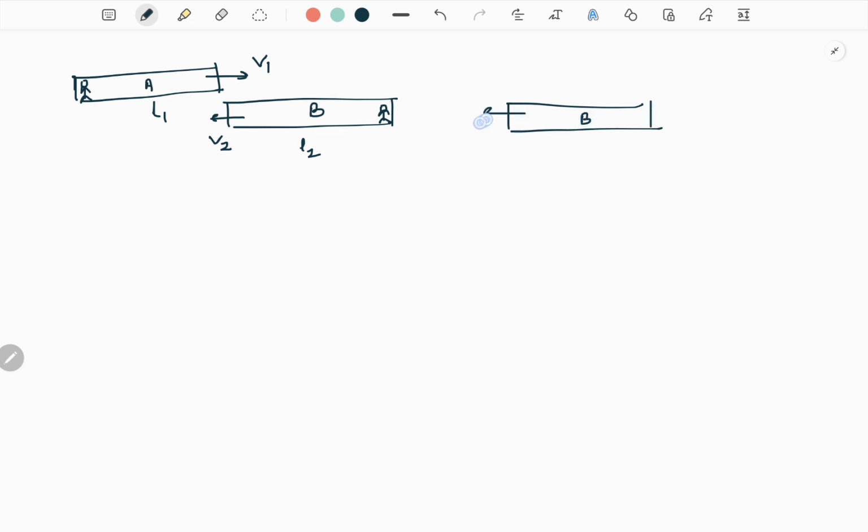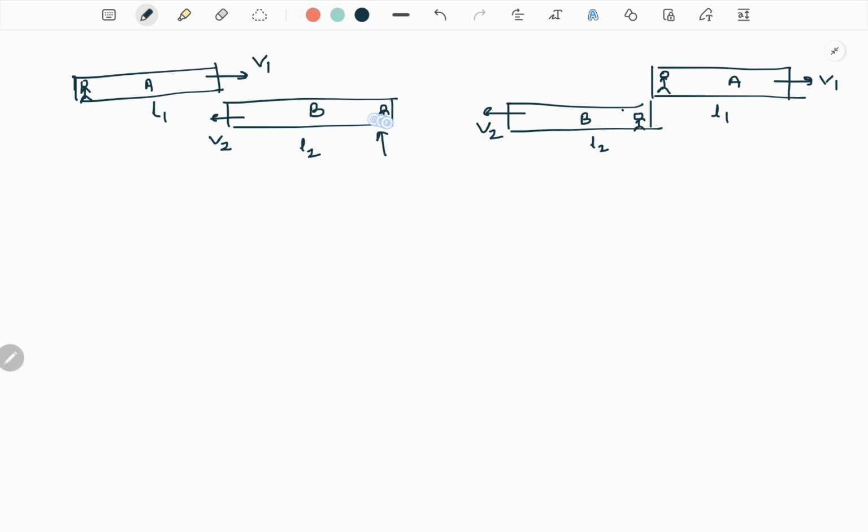B would be something like this, and the back of train A has just crossed train B. This is L2, this is L1. So this is where the two persons are now. Originally they were separated by a distance of L1 plus L2. Now when the trains completely cross each other, they are separated by a distance of 0.